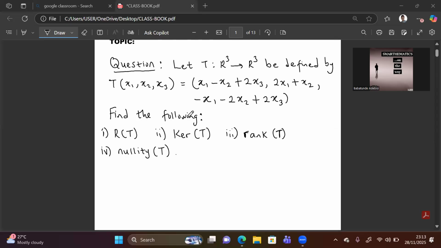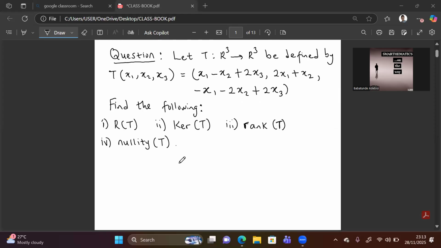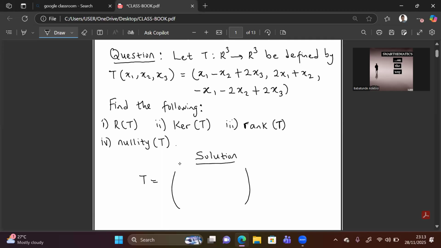So now back to the question. We are finding the range of T, that's from figure 1. To do that, to do any of this, we need to first write out the matrix from this question. Writing T as a matrix. So solution now. We have to first write T as a matrix. Writing T as a matrix means you are just writing the coefficients of x1 down here as a column, the coefficients of x2 down here as another column, then x3 down here as another column.